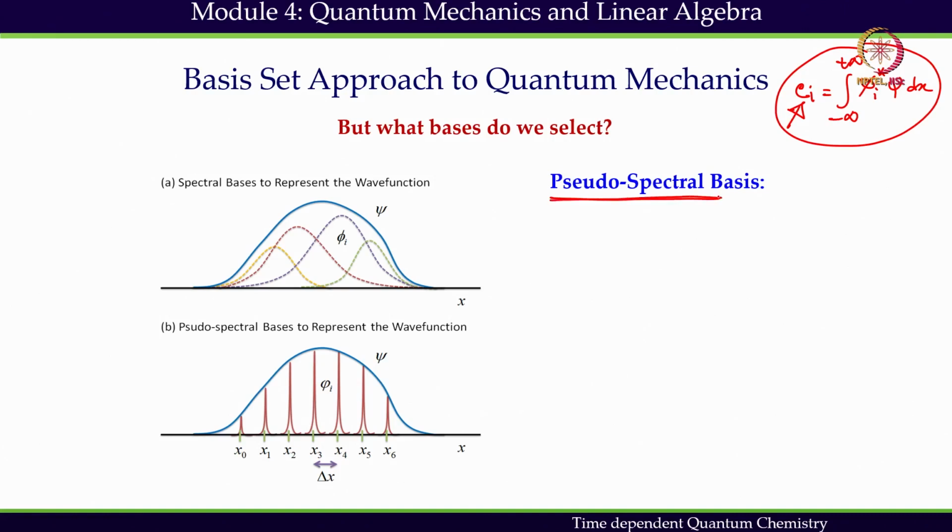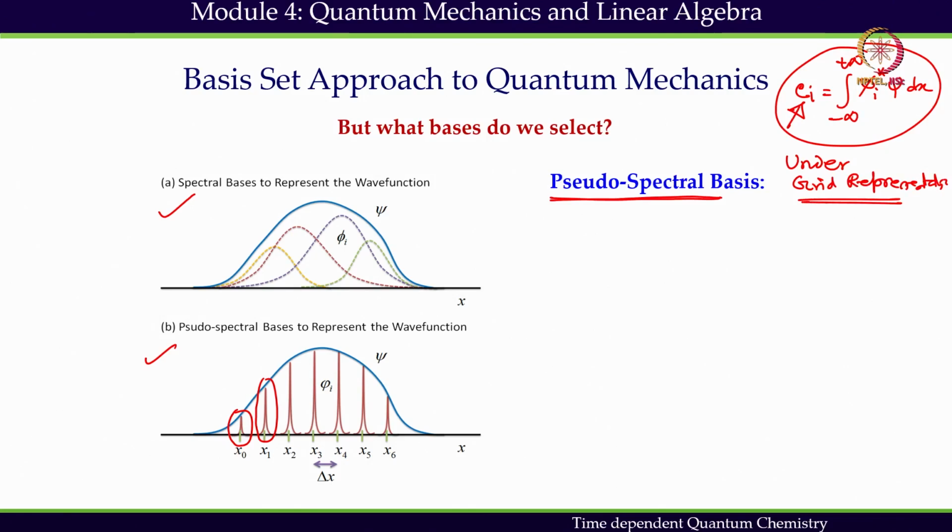Pseudo spectral basis, what does it mean? It looks like a spectral basis, but the only difference between a spectral basis and a pseudo spectral basis is that all pseudo spectral bases are localized. You see this one more like a delta function, this one at a different position. So, pseudo spectral basis is used under grid representation. Now, grid representation, we have already shown in one of the Python tutorials in this course.